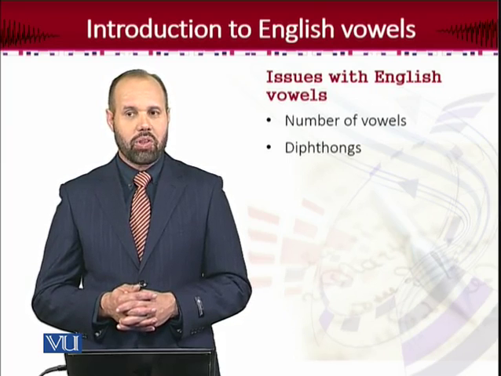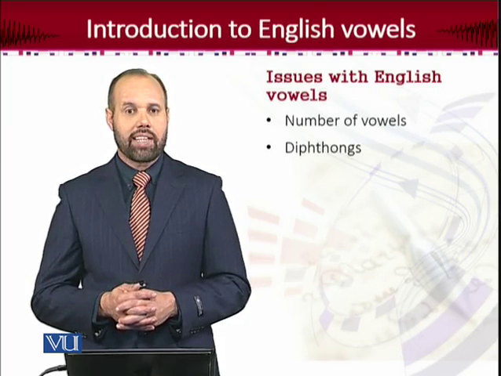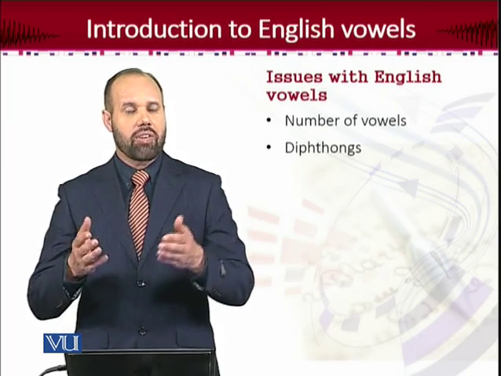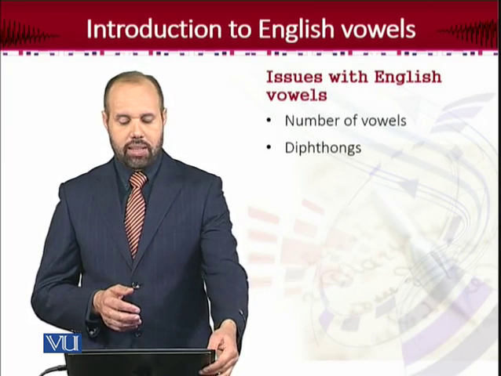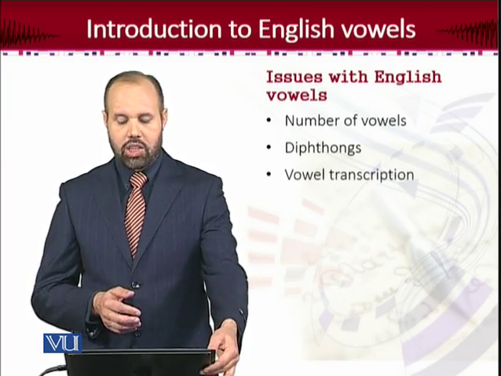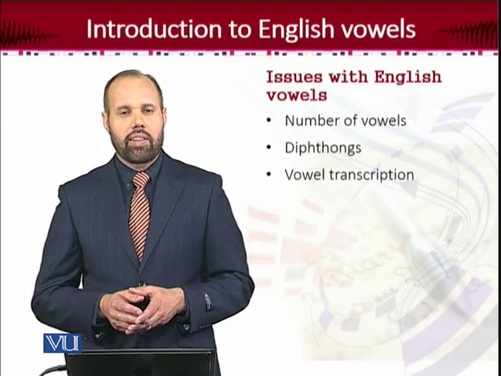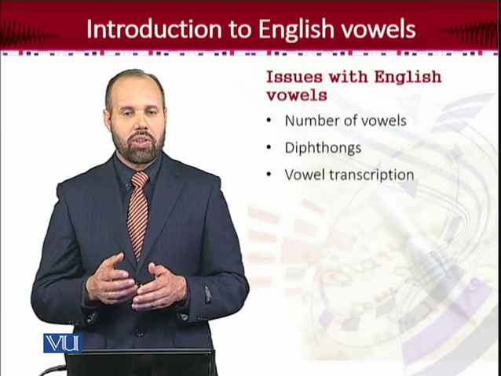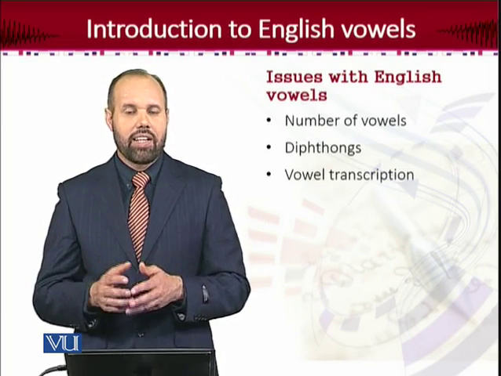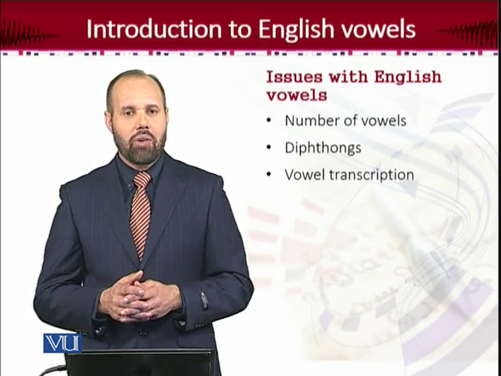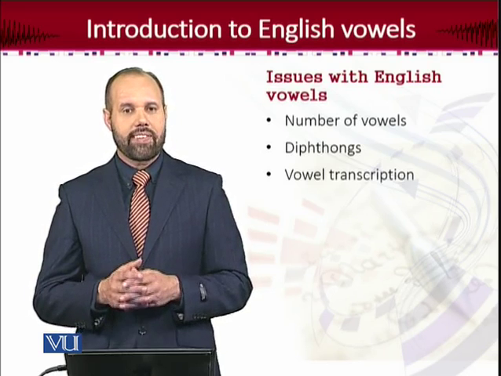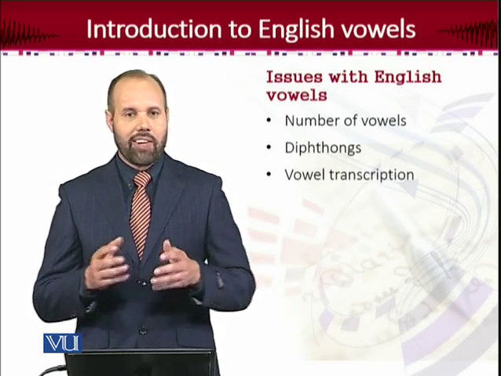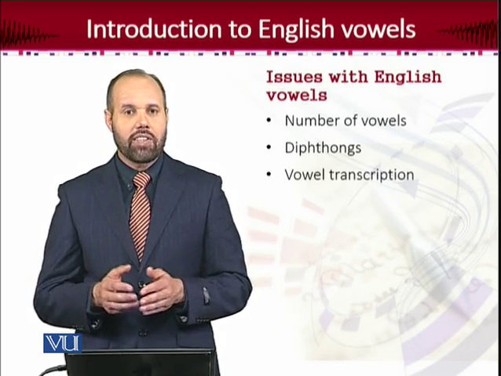And then the question may be raised about the existence of triphthongs. How many triphthongs are there in English? So these are some of the issues related to English vowels. And then there is an issue related to the numbers and the quality of vowels, particularly the question of quality, okay? So the point is how to transcribe those differences which are found in vocalic segments. How can we transcribe them?